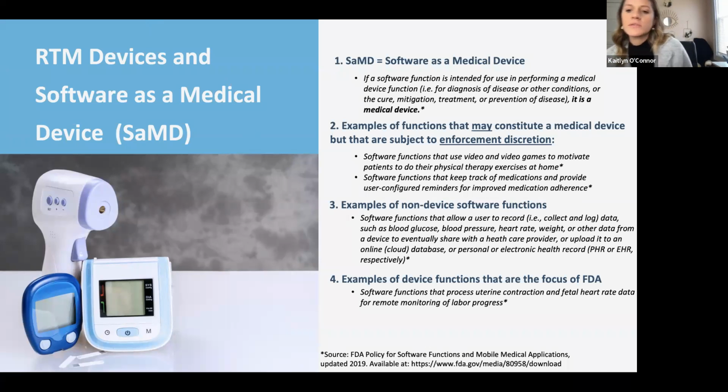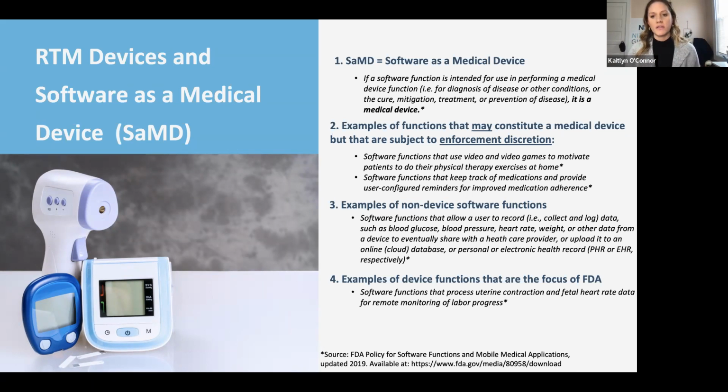Sure. Yeah. So there is a category of software functions that FDA has specifically said in the guidance that it released in 2013, and then updated again in 2019. There are specific functions that they have said are not medical devices. So things like software functions that allow a user to record data such as blood glucose, blood pressure, heart rate, weight, etc., from a device to eventually share with a healthcare provider, that software function would not be considered a device.